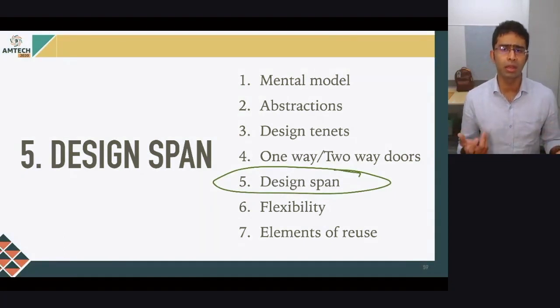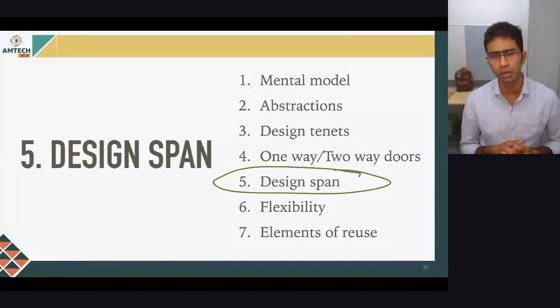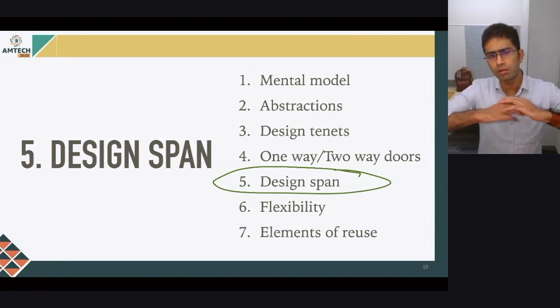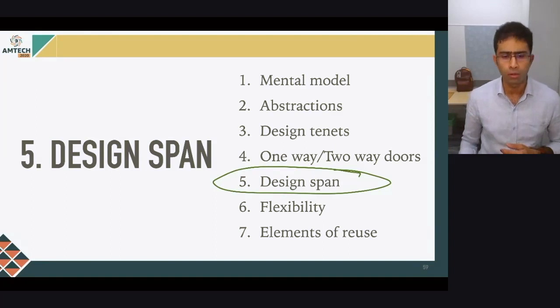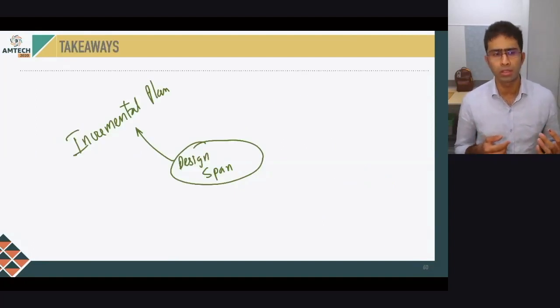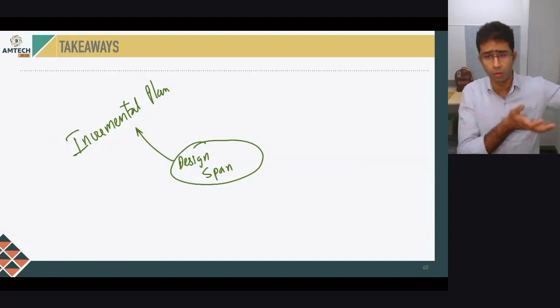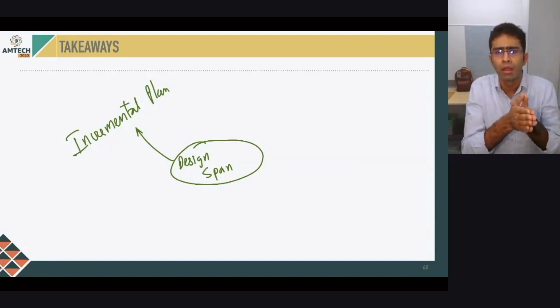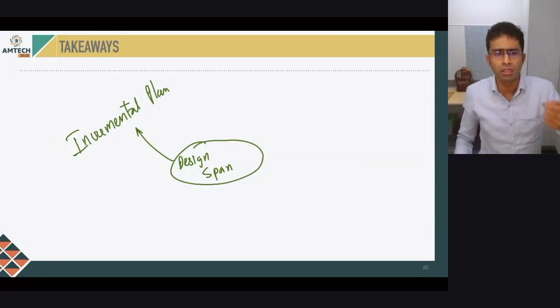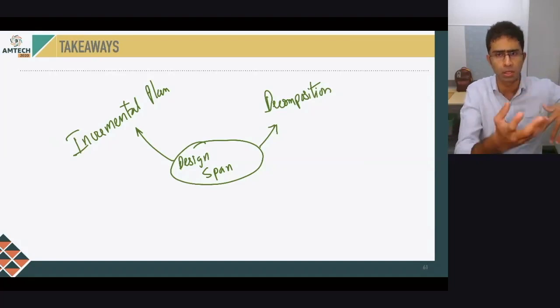Now the question is again, how long is the future? And that future is your design span. Now, for design span, what do you look for? The first thing you look for in a design span is, do you have an incremental plan? In your design document, you've laid out a design which is talking about all the good things. Is there an incremental plan? And the incremental plan is possible if you have good decomposition. It goes back to abstractions and decomposition.